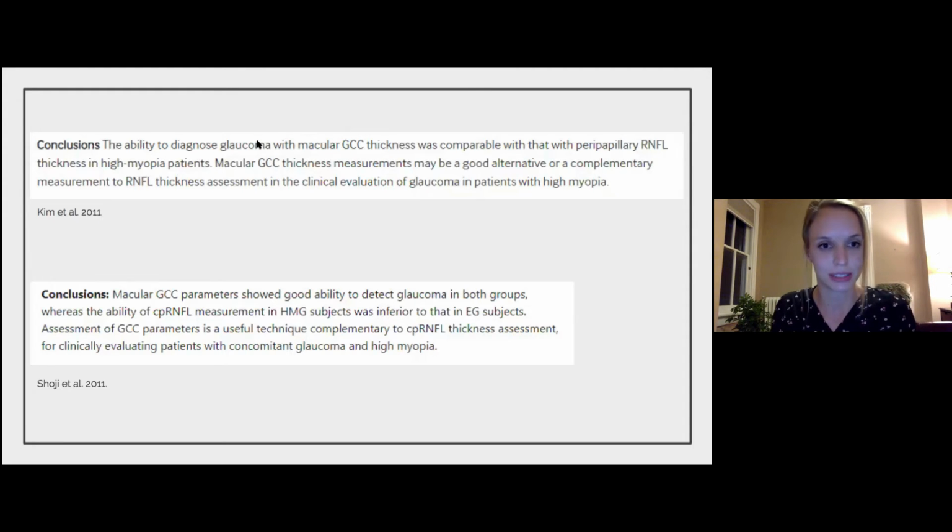They found that the GCC thickness scan was comparable to the RNFL thickness scan in detecting glaucoma in high myopia patients. The second study separated subjects into a high myopia group and an emmetropia group. And they found that the GCC showed a good ability to detect glaucoma in both groups, whereas the ability of the RNFL measurement was inferior in the myopia group versus the emmetropia group. So all of this is saying that your ganglion cell complex can be a great adjunct or alternative to the RNFL scan in detecting glaucoma.